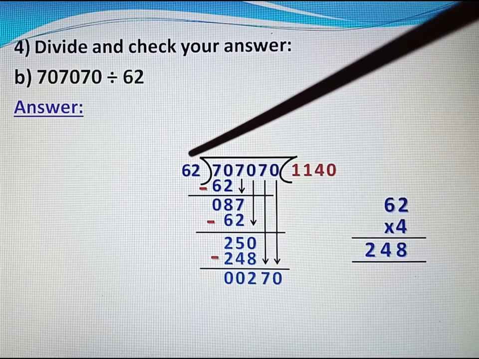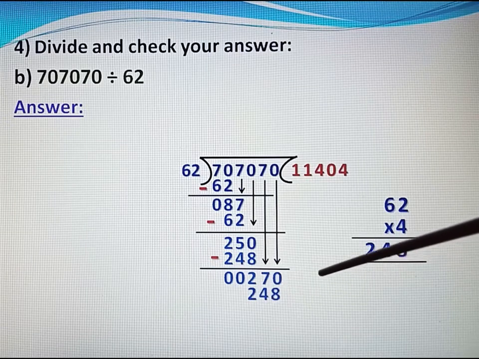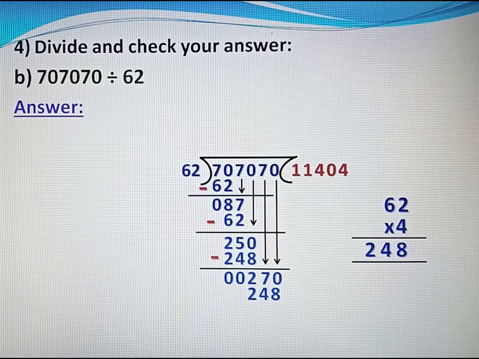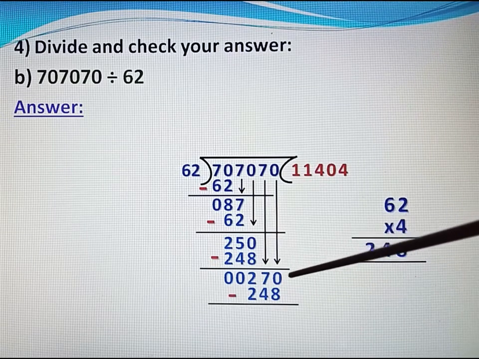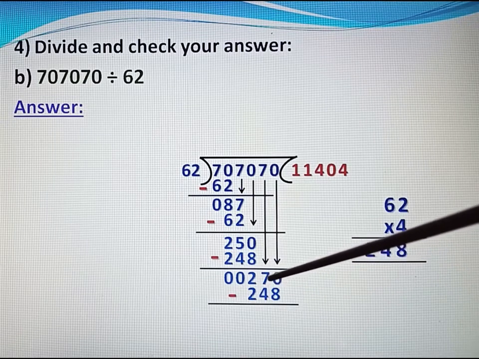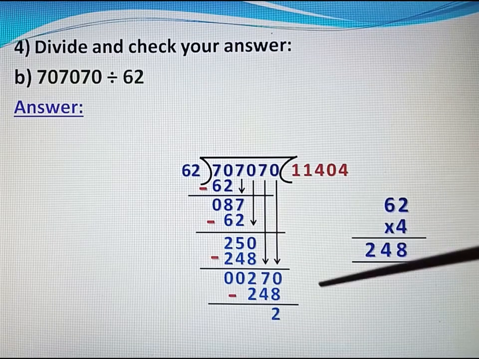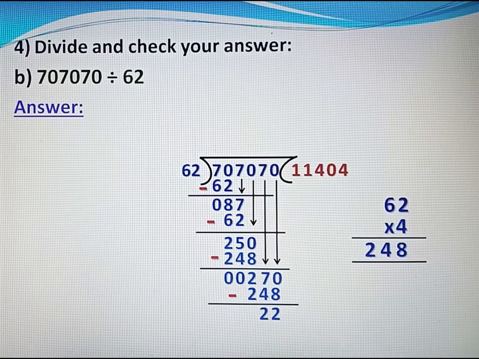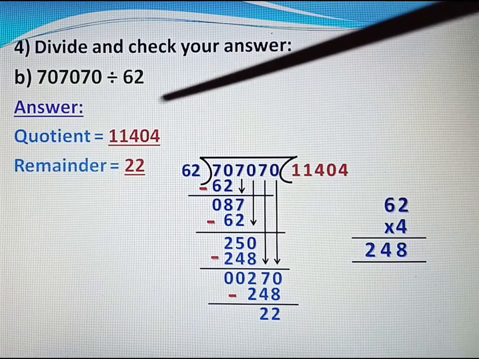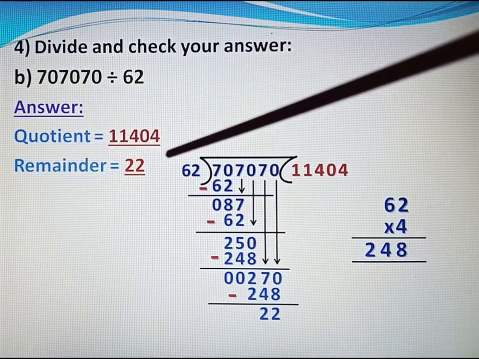So we will multiply the 62 by 4. 62 multiply 4 equal 248. And now we will do subtraction. See, this 0 is smaller than 8. So we will borrow from next number, that is 7. It will become 6, and this 0 will become 10. 10 minus 8, 2. 6 minus 4, 2. Hence, quotient equal 11,404 and remainder equal 22.